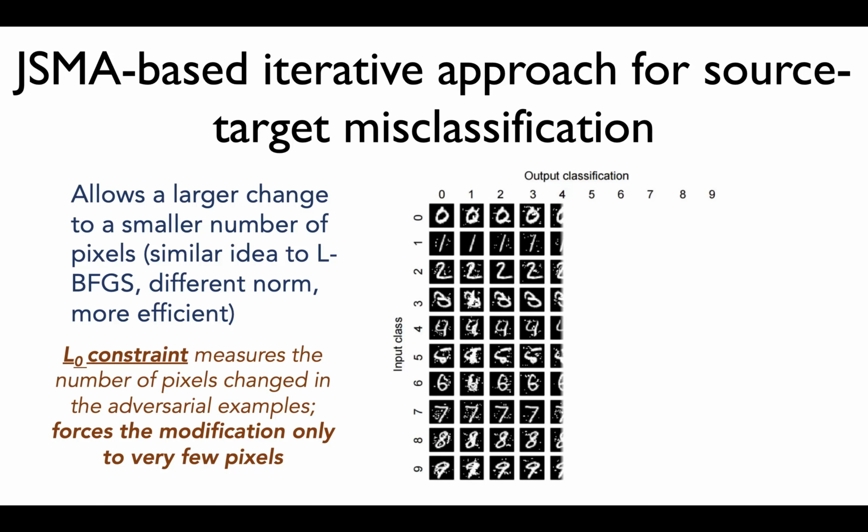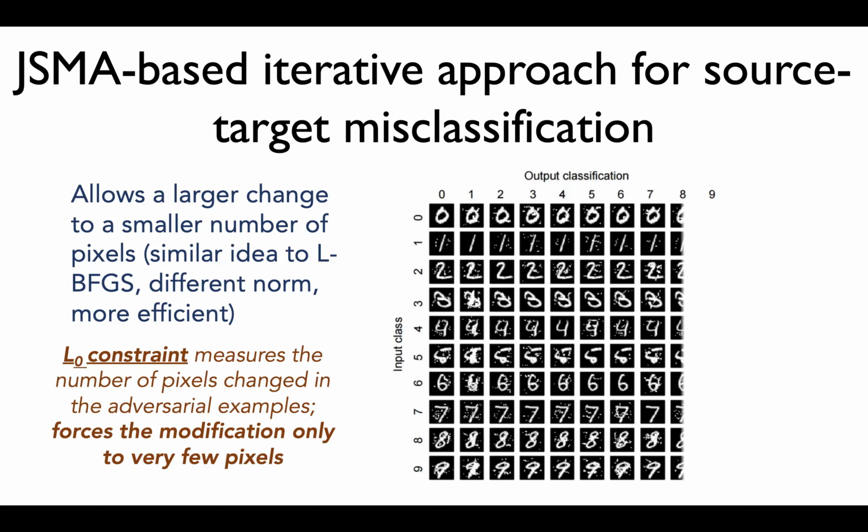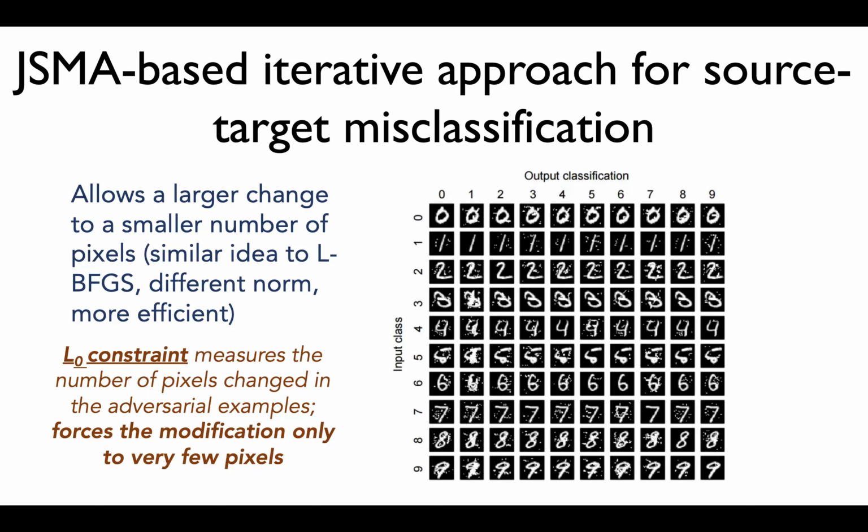JSMA can be used to launch a targeted attack. In this case, we have an iterative approach for a source-target misclassification. With the L0 constraint, we are able to see that almost any arbitrary input class can be changed to any arbitrary output class, and JSMA is able to do that using a gradient-based method.